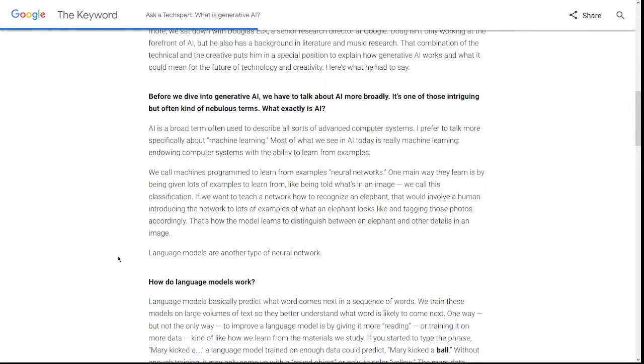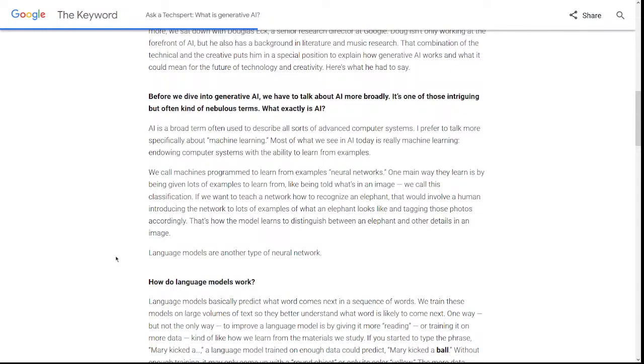One main way they learn is by being given lots of examples to learn from, like being told what's in an image. We call this classification. If we want to teach a network how to recognize an elephant, that would involve a human introducing the network to lots of examples of what an elephant looks like, tagging those photos accordingly. That's how the model learns to distinguish between an elephant and other details in an image.